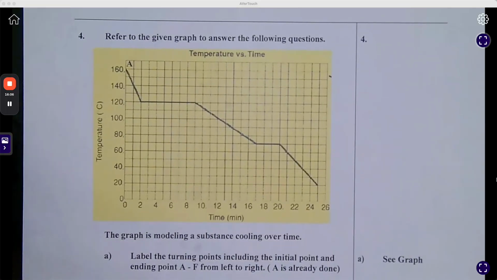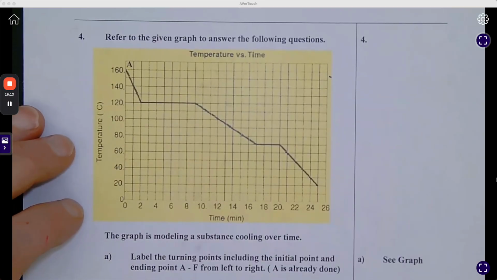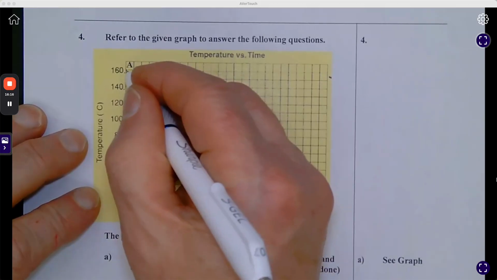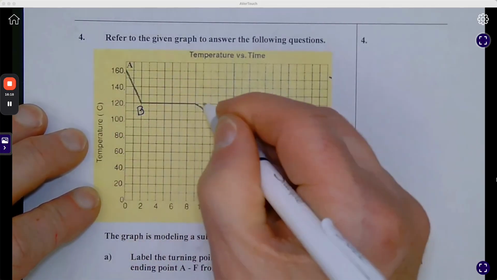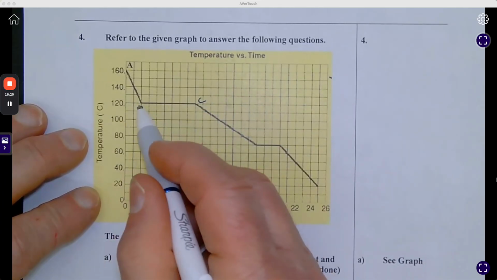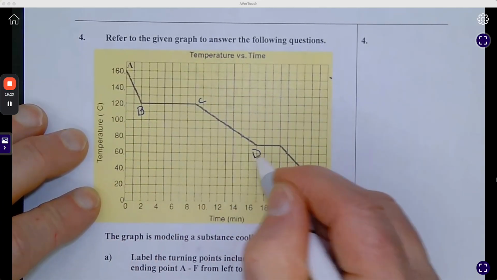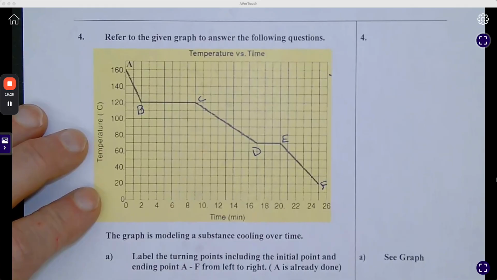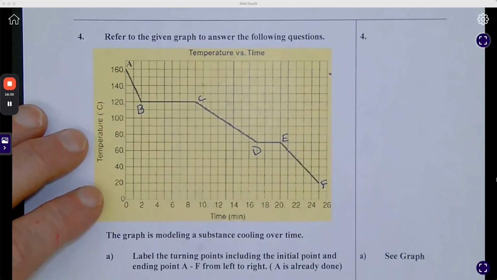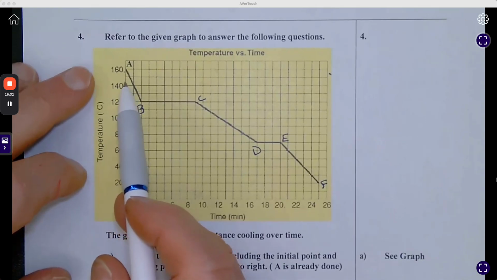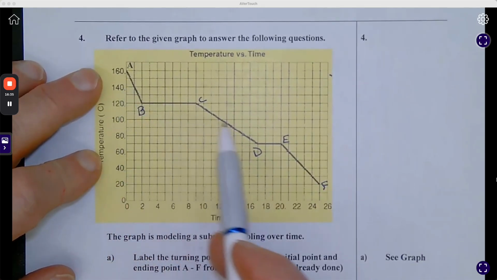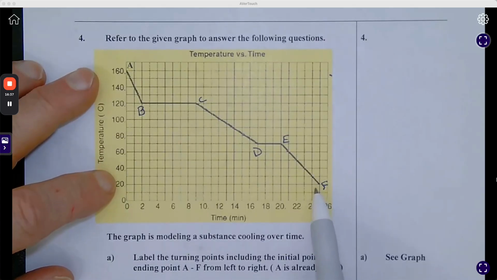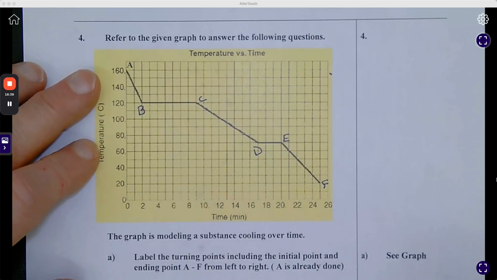The graph is a model of a substance cooling over time. Label the turning points, including the initial point and ending point, A through F. Okay, so there's A, there's B. This is a turning point. So turning points are where it makes a turn, right? D, E, and F. Okay, that's done. Is the substance heating or cooling? Well, notice you went from 160 degrees Celsius all the way down to, what, 20? So it's definitely cooling.